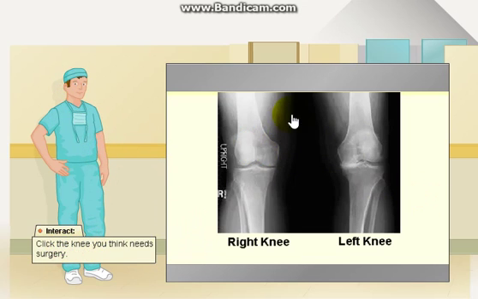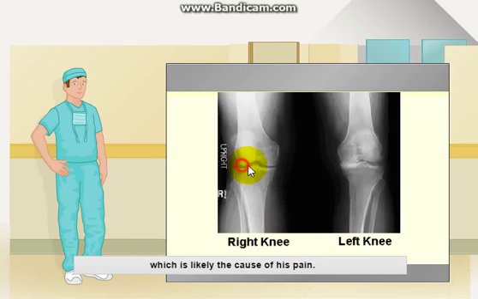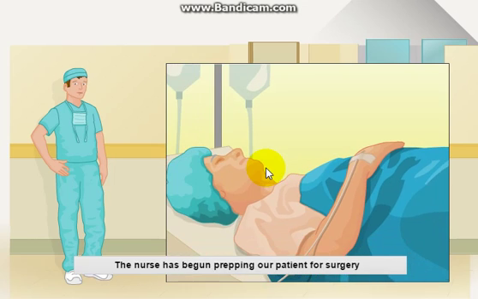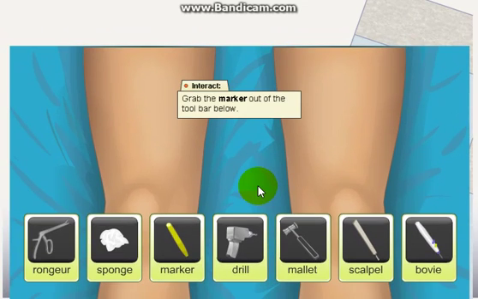You're right. His left knee appears worn down and lacking cartilage, which is likely the cause of his pain. The nurse has begun prepping our patient for surgery by placing an IV needle in his right hand. Now it's your turn. Use the marker and write your initials on the proper knee to be operated on. This may seem silly, but it's an actual step taken to prevent wrong site surgeries.